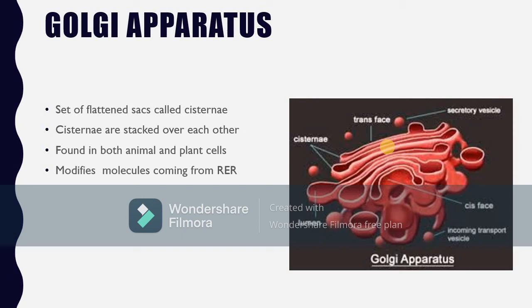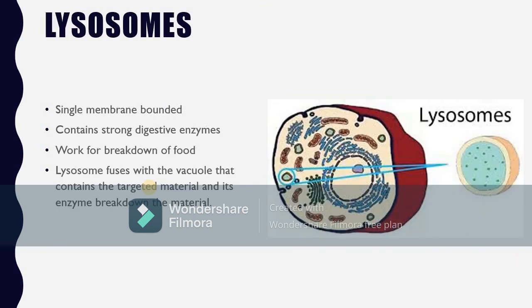These are found in both plant and animal cells, and it modifies molecules coming from the rough endoplasmic reticulum. And then it packs them into small membrane bound sacs, which are called Golgi vesicles. And these sacs can be transported to various locations in cells or to its exterior in the form of secretions.